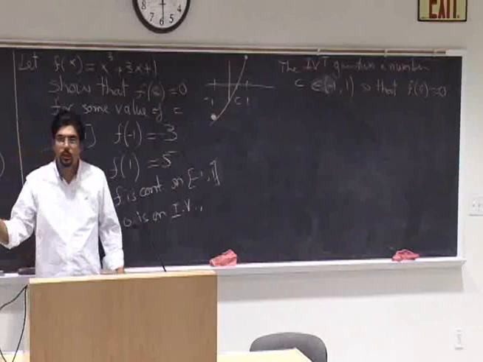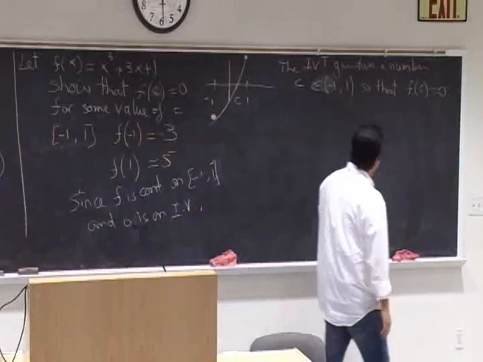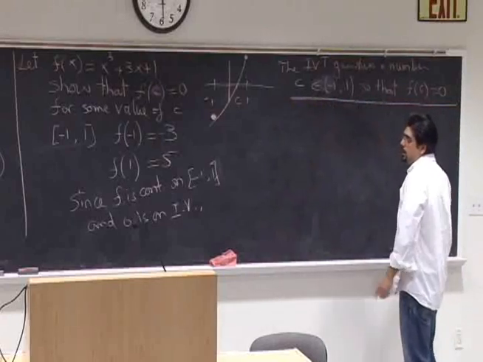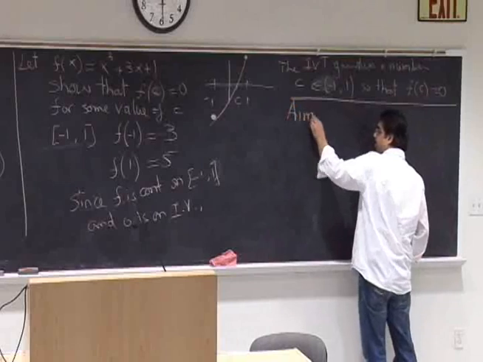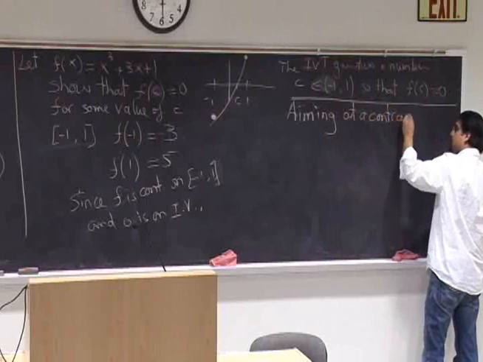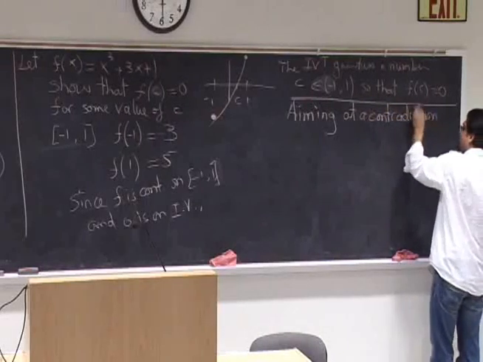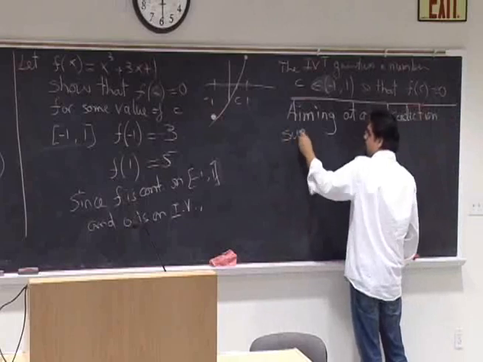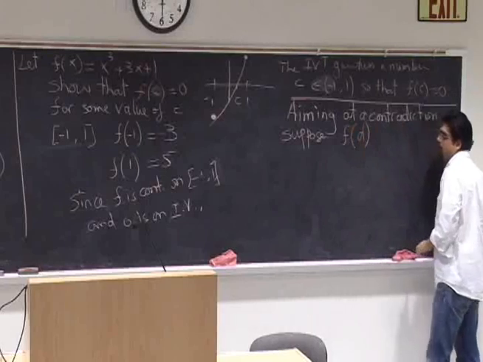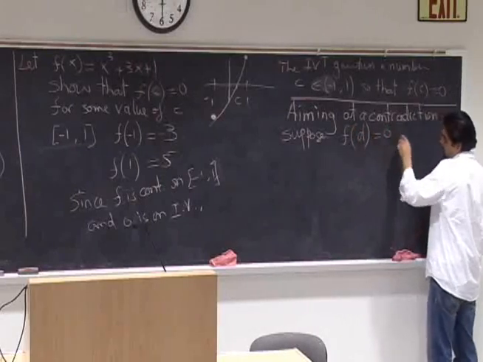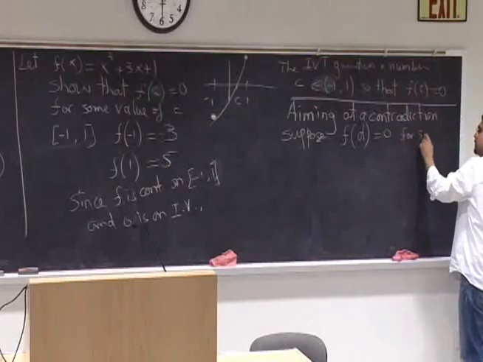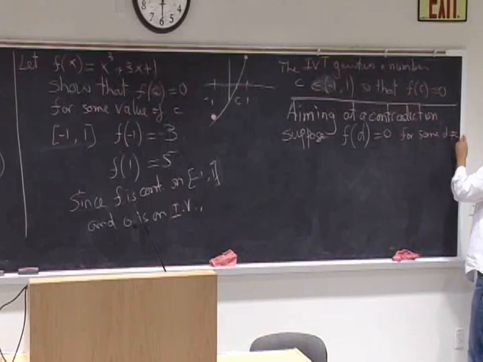Now we have to show that that's the only solution. And here's what we're going to do: aiming at a contradiction. Suppose there's another solution. In other words, suppose there's another number d at which the function takes on the value 0 again, or some d that's not equal to c.